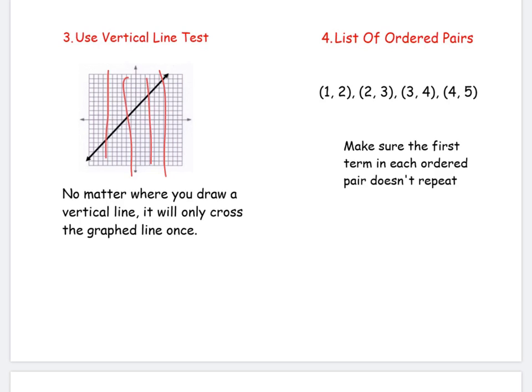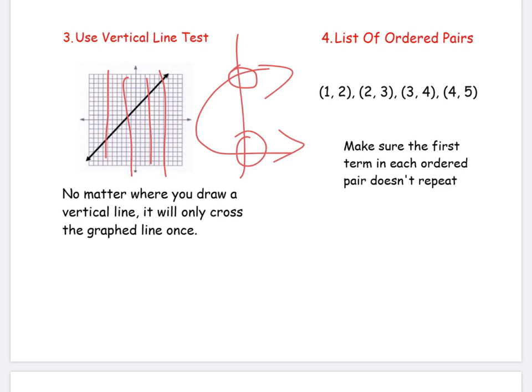If I had a graph that looked something like this, and I drew a vertical line, this would not be a function because my graph is crossed there and there. So if it's crossed more than once, it is not considered a function.